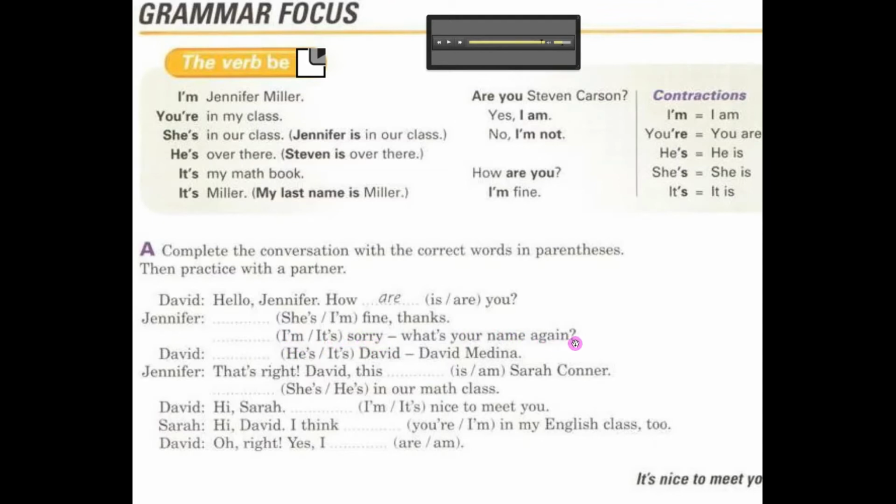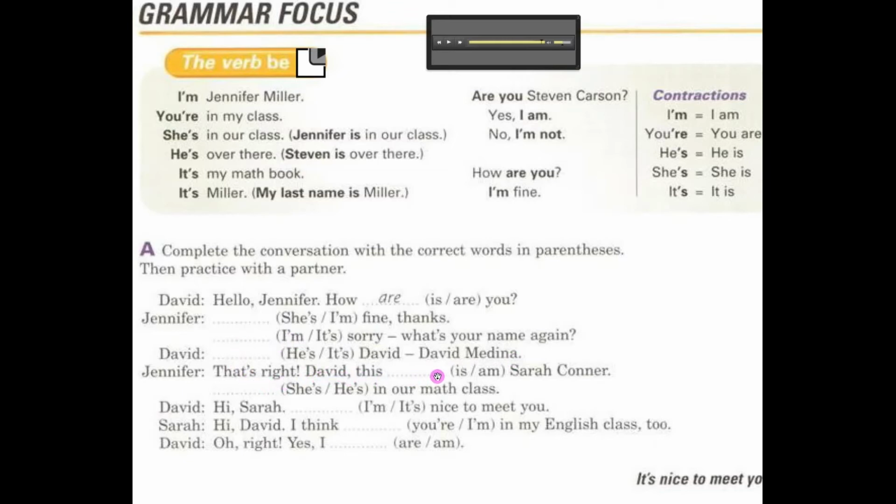"Sorry, what's your name again?" Jennifer forgot David's name, so Jennifer asked again what David's name is. "I'm sorry. What's your last name again?" So, you choose "I'm sorry. What's your last name again?" Remember, last name. "It's David. David Medina." Okay, next.